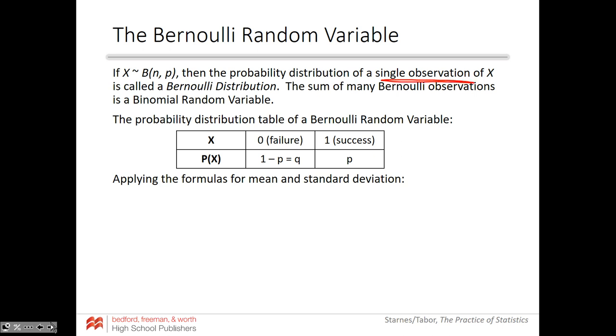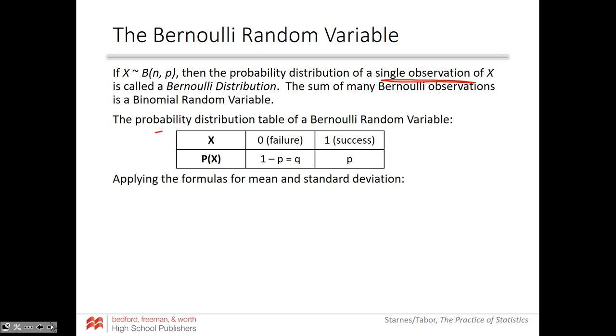Let me go way back to the multiple choice quiz that you took in the beginning of this. If I only gave you one multiple choice question, you either get that one question right or you get it wrong. So in other words, when n is 1, it's like binomial, but n is just 1. We call that a Bernoulli distribution. The sum of many Bernoulli observations is called the binomial. So let's just focus on when I have one trial.